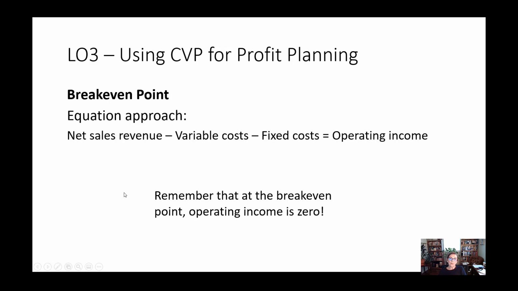Now, there are 2 different ways to calculate the break-even point. One is the equation approach, and that is just taking your sales revenue minus your variable costs minus your fixed costs equals your operating income. We set this at 0. And then you're going to solve depending on the information that you're given. All right, remember that at break-even point, operating income is 0.